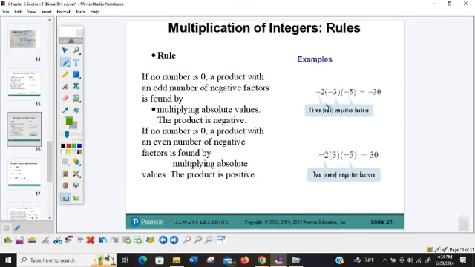Another helpful tip, when you have an odd number of negatives, like 3 negatives, 5 negatives, 7 negatives, then your answer is going to stay negative, okay? But when you have an even number of negatives and you're multiplying, your answer will end up being positive, okay? So if you have 2 negatives, it's going to end up being positive, or 4 negatives, or 6 negatives, you're going to end up with a positive answer.